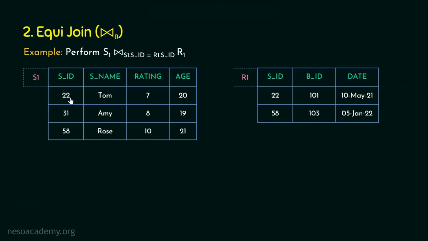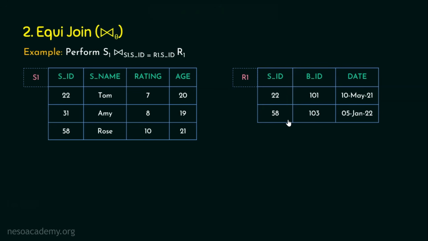Now in this case, S1's SID, this is S1, right? S1's SID 22 is matching with this 22, so these two rows will be joined. And coming to this row 31, there is no match for 31 here. And coming to 58, yes, we have a match for 58 here. The output table will contain only two tuples. One is 22, another one is 58.